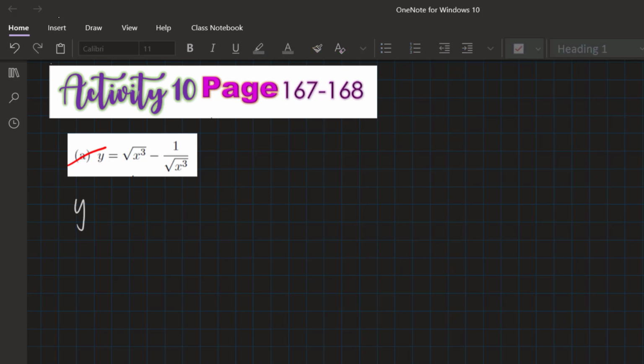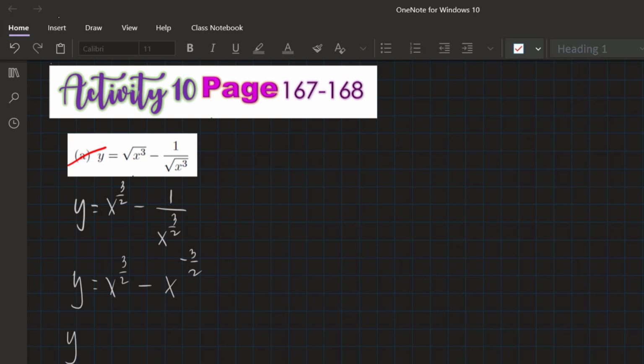Okay, so y is equal to x raised to 3 over 2 minus 1 over x raised to 3 over 2. Now, this is a quotient. Okay, so medyo para mas maging madali yung ating computation, i-convert lang natin siya into a negative exponent. Itaas natin siya sa numerator. Okay, so maging y is equal to x raised to 3 over 2 minus x raised to negative 3 over 2. Now, so we can now get the derivative of this function.